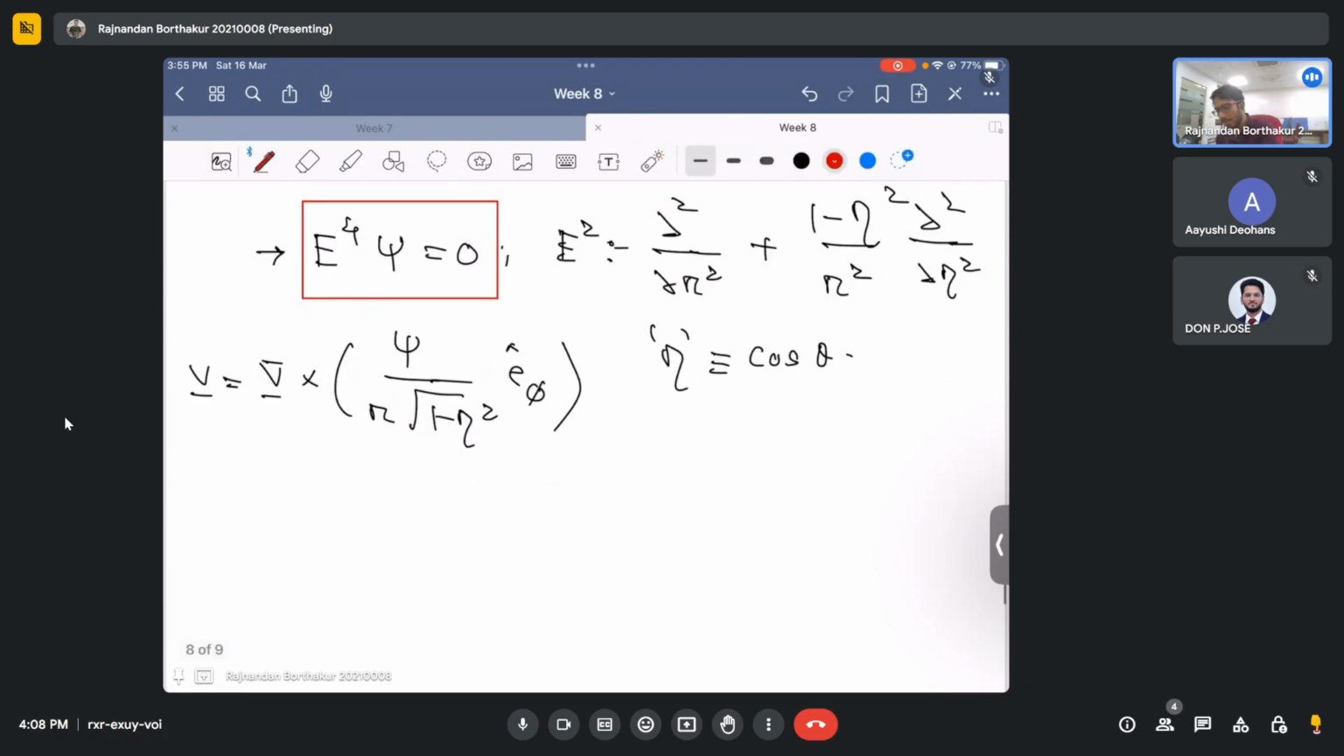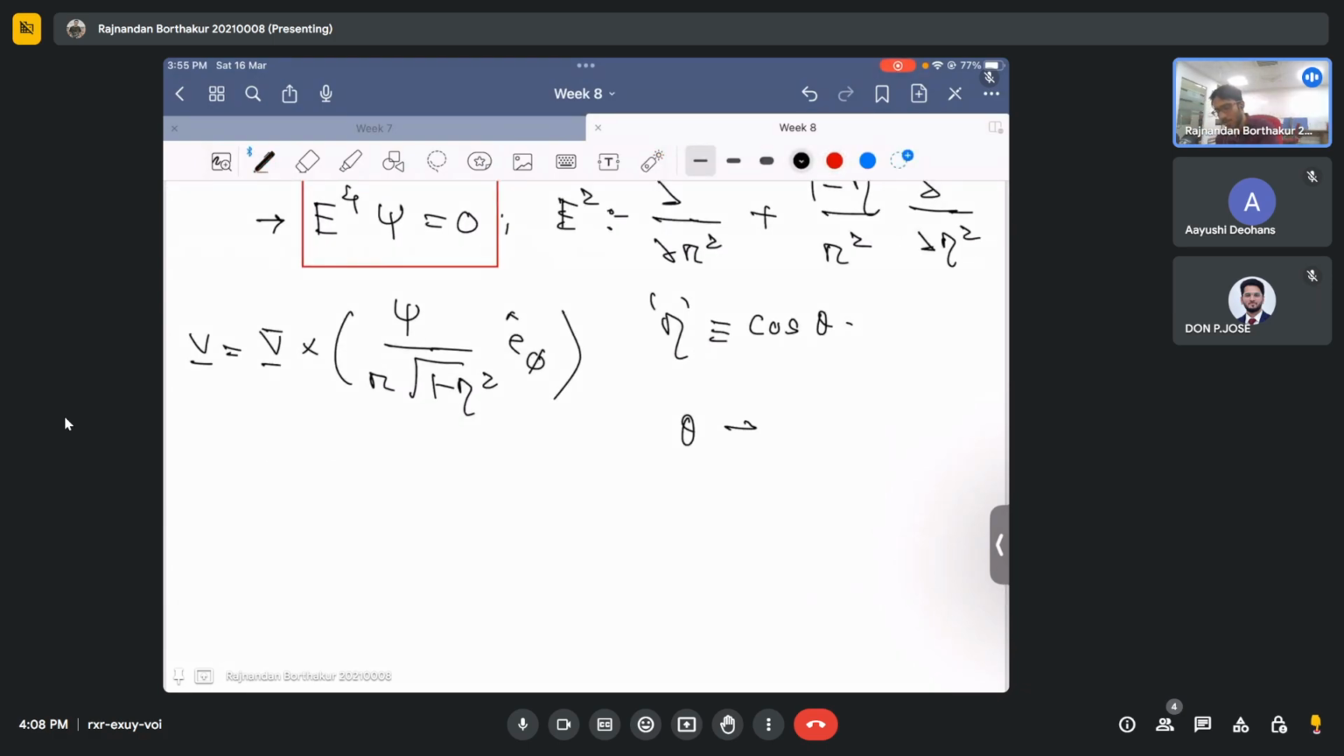So this means, can you tell me if theta, as you know, varies from 0 to pi, eta varies from what? You all know that in spherical coordinates, r should vary from 0 to infinity, the azimuthal angle phi varies from 0 to 2 pi, and the polar angle varies from 0 to pi. So what is the domain of this eta variable? Can you tell me? Minus 1 to 1. Yeah, exactly. It just varies from minus 1 to 1. That's true.